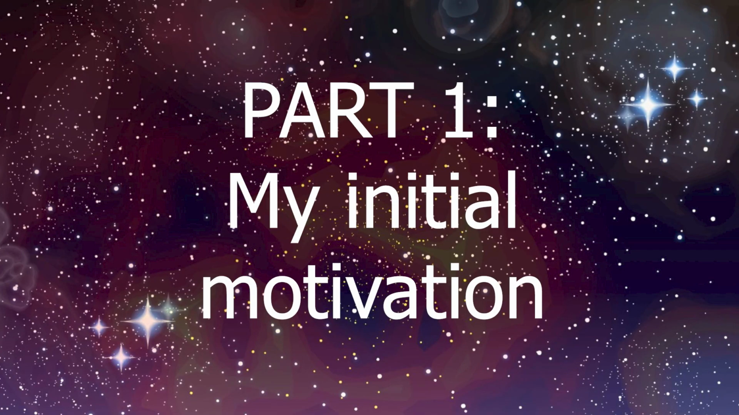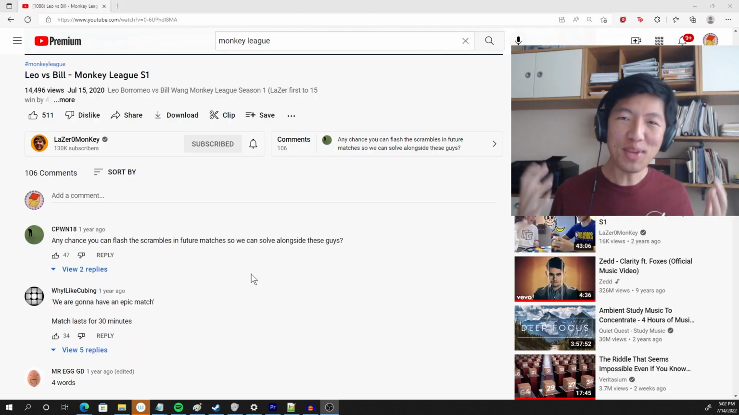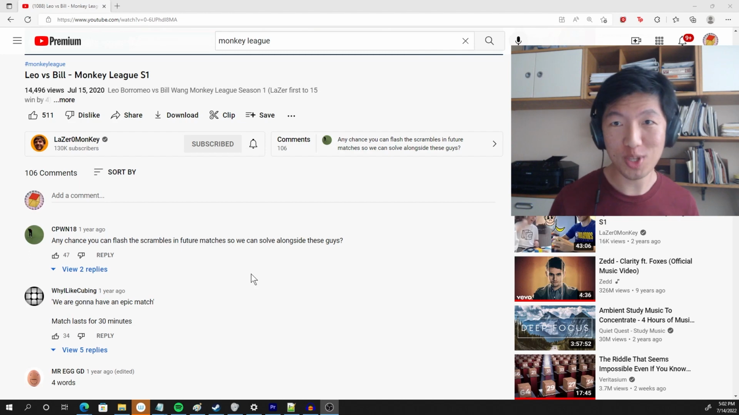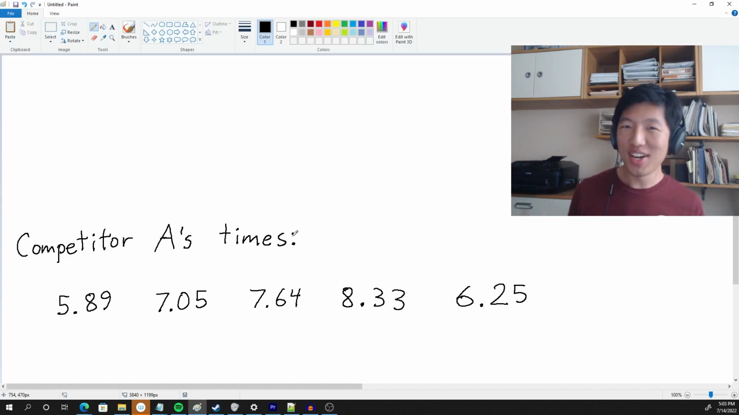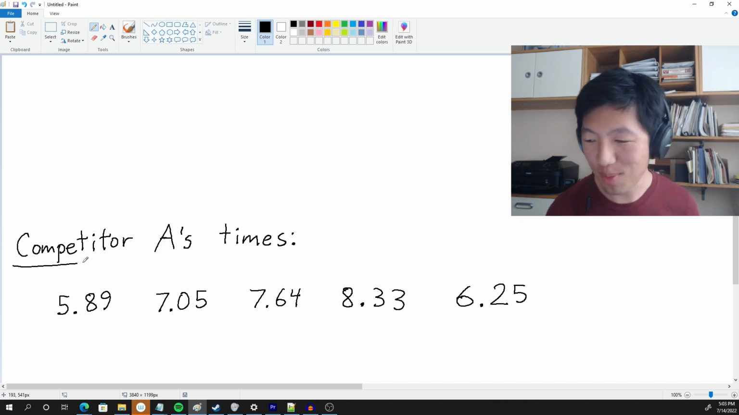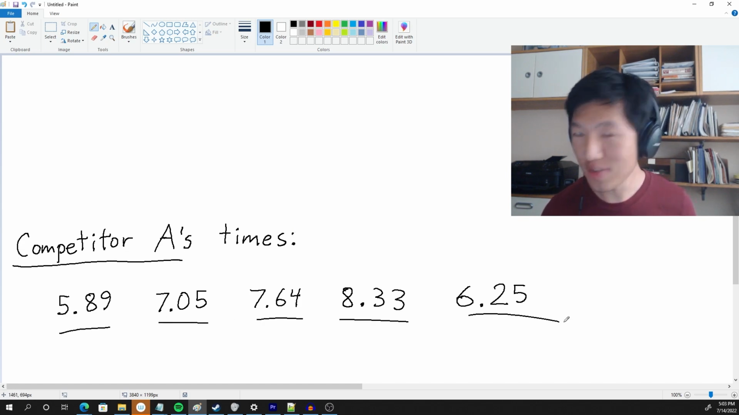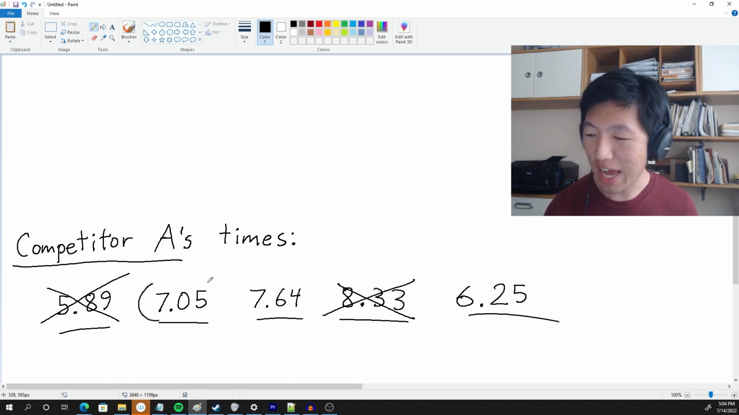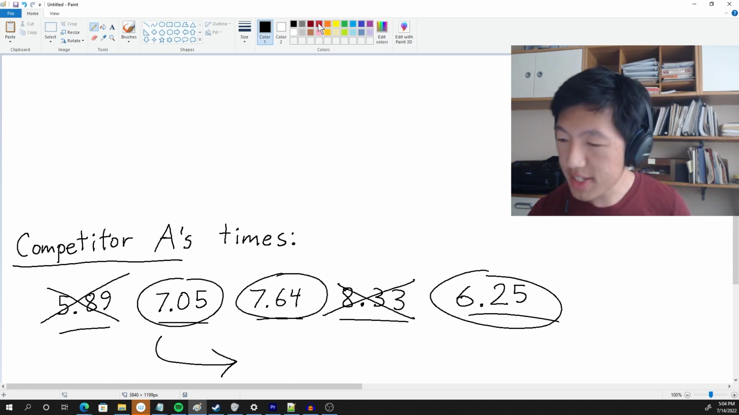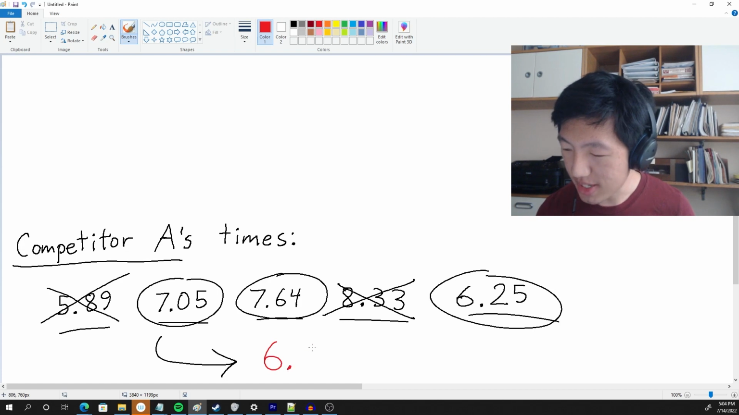Part 1. My initial motivation. So let me explain my initial motivation for doing this project. As many of you know, the standard way that most speed cubing competitions rank their competitors is by having the competitor do 5 timed solves, and then we exclude the slowest one and the fastest one, and then average the middle 3. In this case, it would be 6.98.